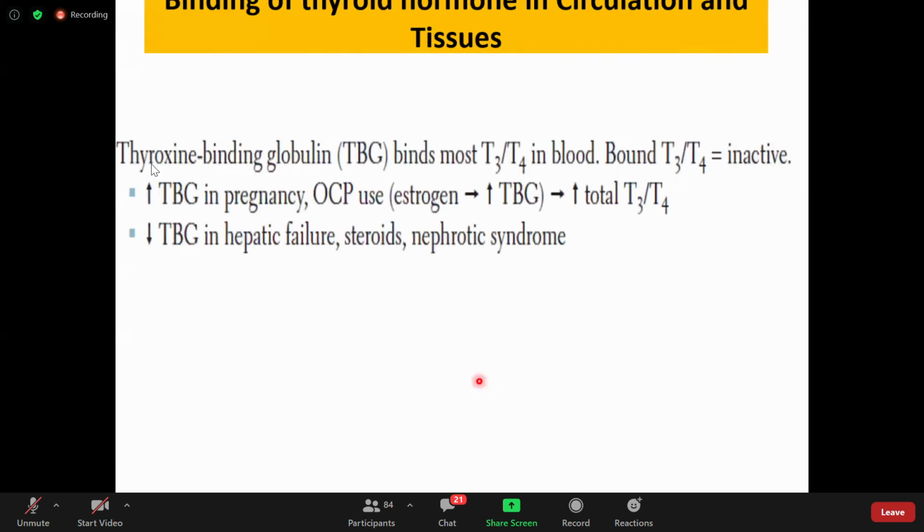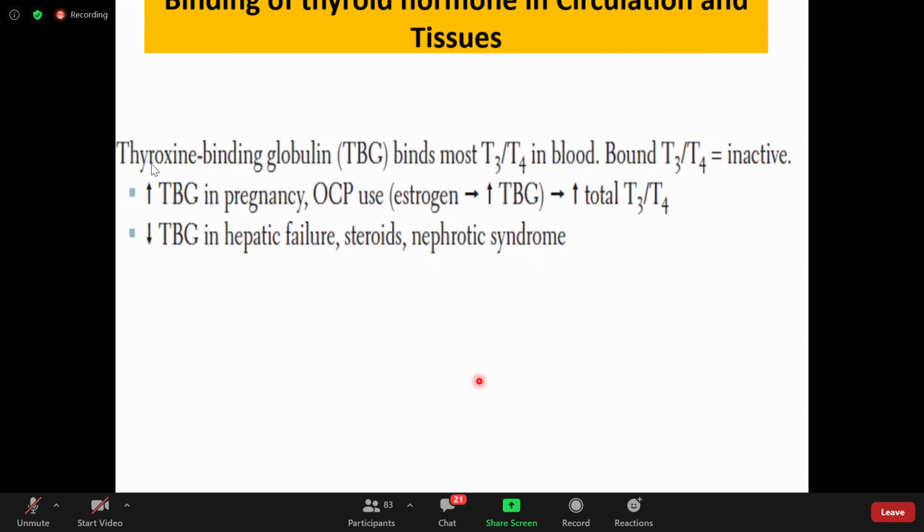Before this one, we said that once the thyroid hormones are released, they are mostly bound to a globulin called thyroxine binding globulin, which is the TBG. Some amount of the thyroid hormones are also bound to albumin, but mostly they are transported bound to the TBG. The free T3 and T4 are in very small amount, but they are the active hormones. When T3 and T4 are bound to the TBG, they are inactive. So slowly they are released from the TBG when they reach their target organ, and the free T3, T4 are the active hormones.